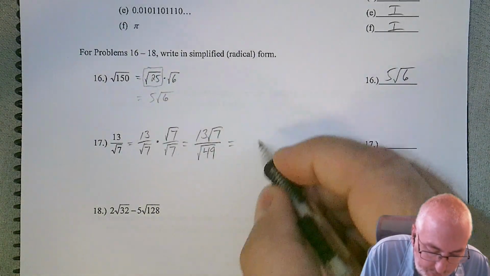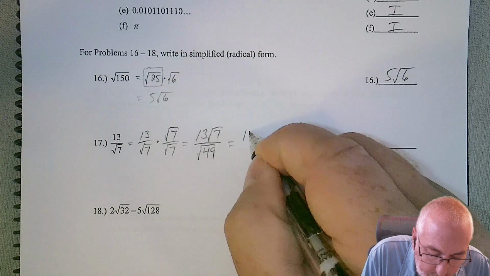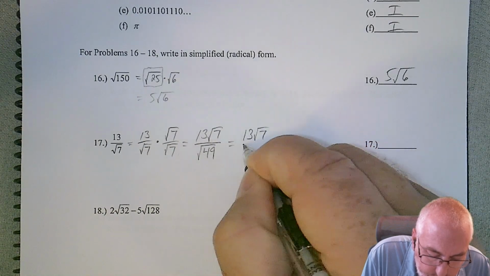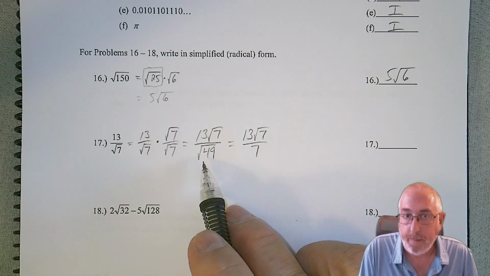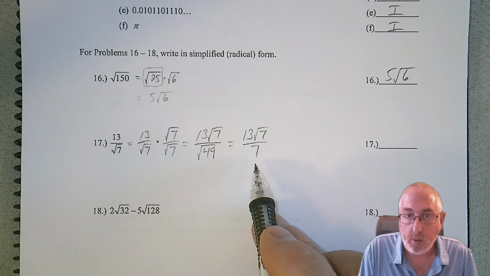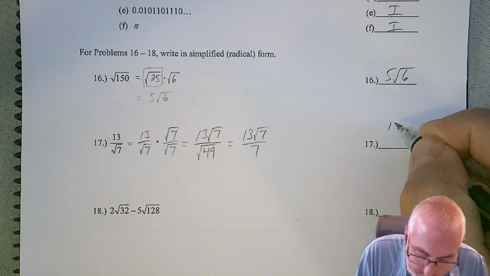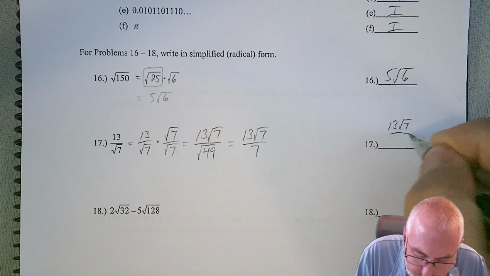So we can now replace that whole square root on the bottom with 7. 7 times 7 is 49. So the square root of 49 goes back to 7. And that would be your answer.